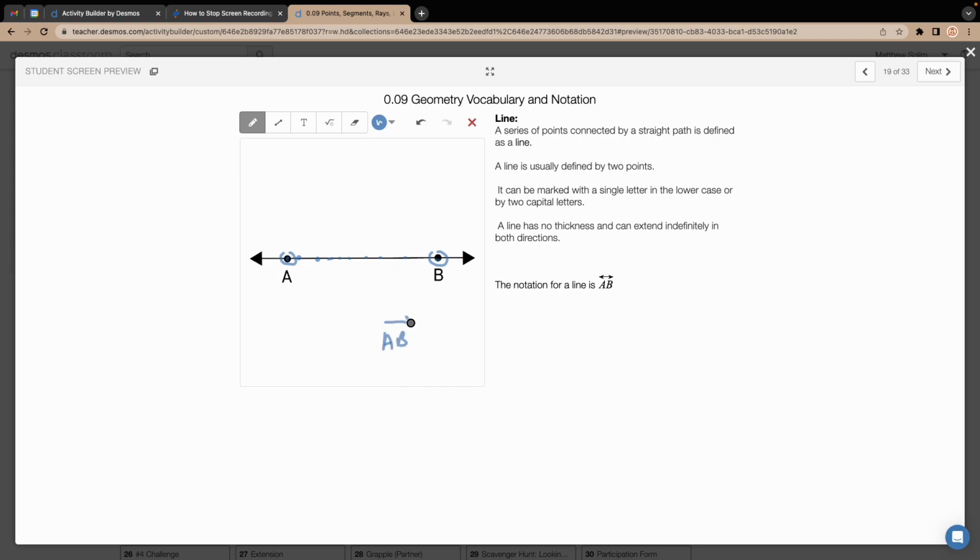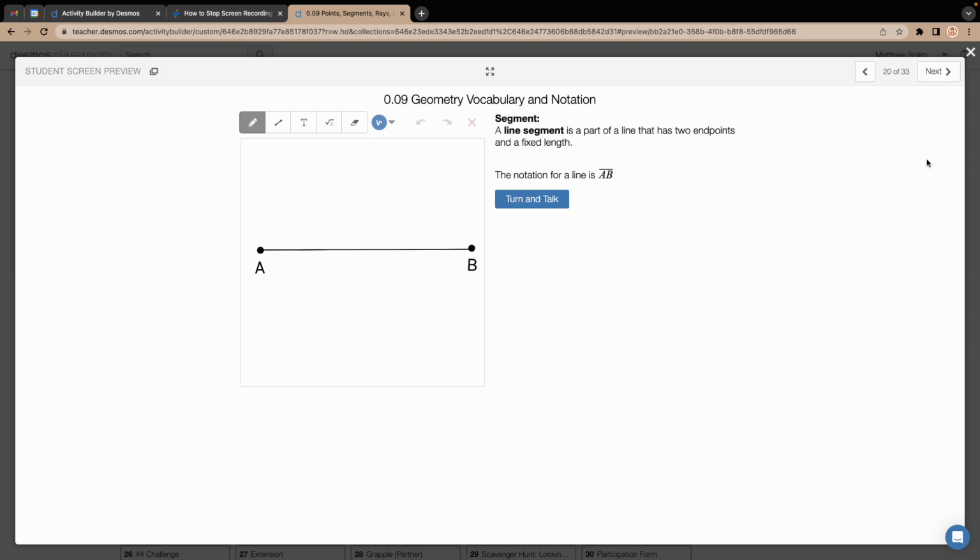And the symbol for a line is 2 arrows over the top, showing that it goes on forever in both directions. So that is a line AB. Kind of simple. Once you see that symbol, that's all it means. It means we got a line called AB.